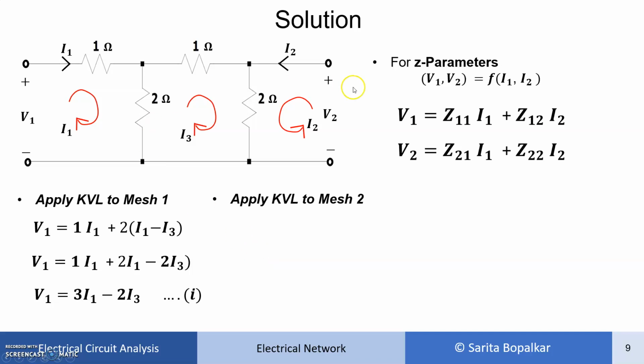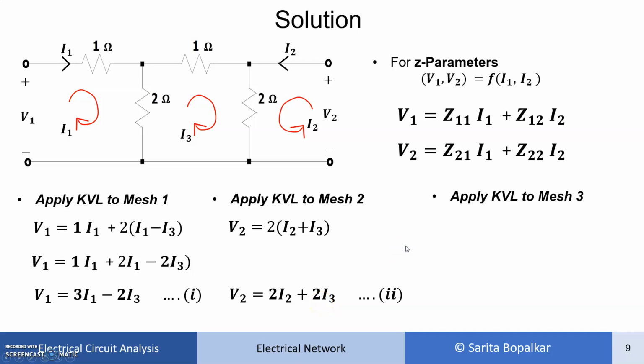Now second, apply KVL to the second loop. Second loop, V2 is equal to 2, I2 flows like this and I3 flows in the same direction. So V2 is equal to 2 into I2 plus I3, because both I2 and I3 flow in the same direction. So we'll get this equation: V2 is equal to 2 I2 plus 2 I3.